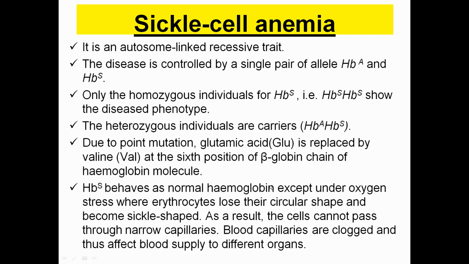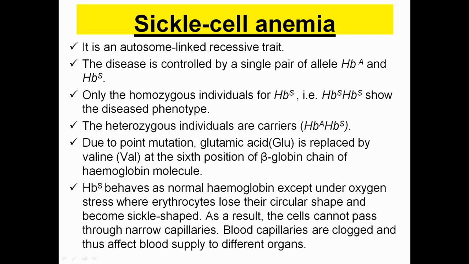This is due to a point mutation, that is a mutation in a single base pair at the sixth position of the beta globin chain. As you know, hemoglobin comprises 4 chains, 2 alpha and 2 beta. So there is a single mutation at the sixth position of the beta globin chain of the hemoglobin molecule.